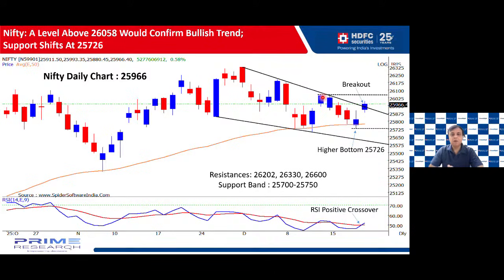So if Nifty were to cross 26,058, it will confirm the higher top, higher bottom formation on the daily chart, which will negate the entire negative setup of lower tops, lower bottoms. So we are waiting for this breakout to happen. First breakout has come as a trend line breakout. Now above 26,058, there will be a confirmation of a bullish reversal in the Nifty. So yes, there has been a positive development, but it needs to be confirmed with the breakout above this level.